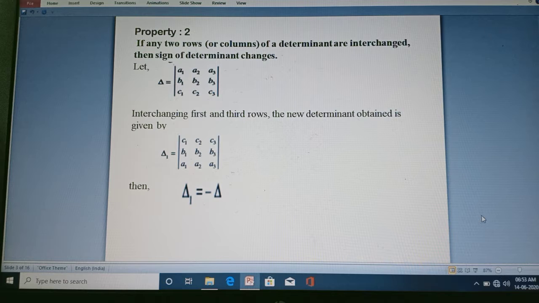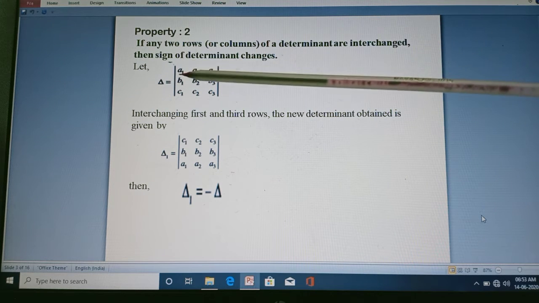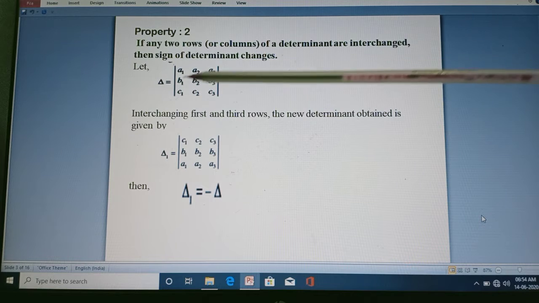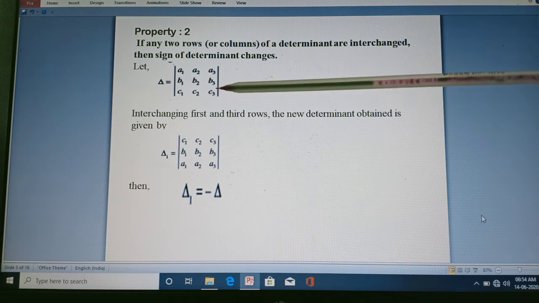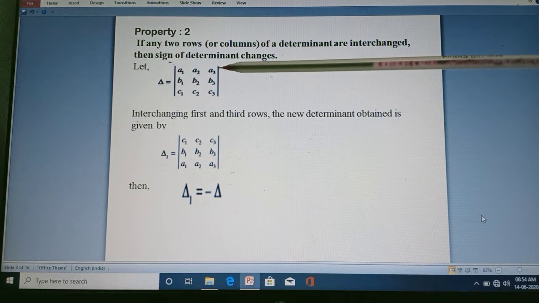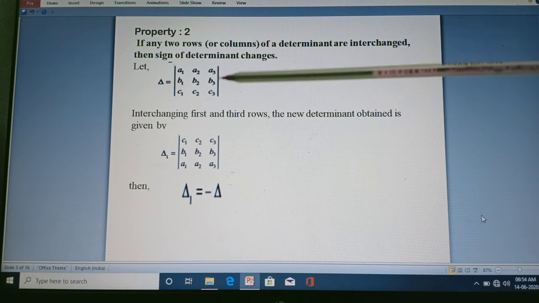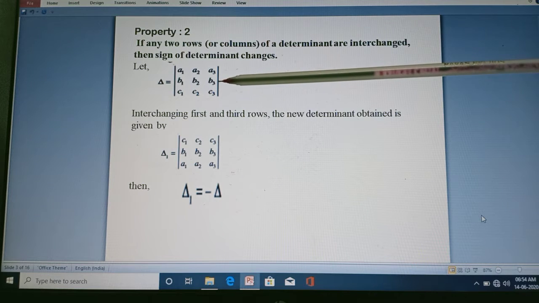The next property is, if any two rows of a determinant are interchanged, then the sign of the determinant changes. So you can see one determinant here on the screen. Delta equals A1, A2, A3, it is R1, first row. B1, B2, B3, R2, second row. C1, C2, C3, R3, third row. Now here, what we are going to do is interchange two rows. Means we are going to write first row as B1, B2, B3 and second row as A1, A2, A3.